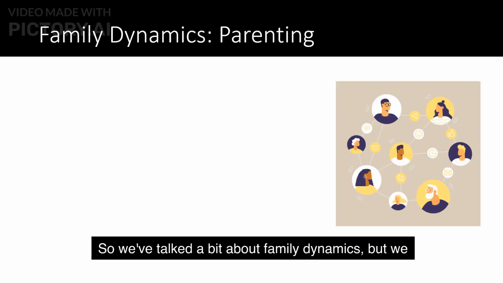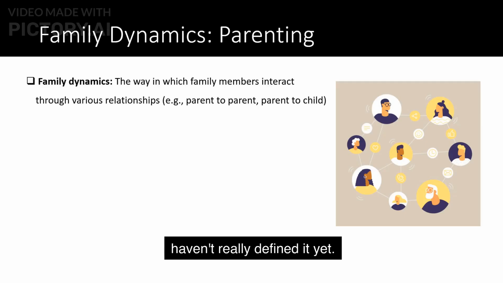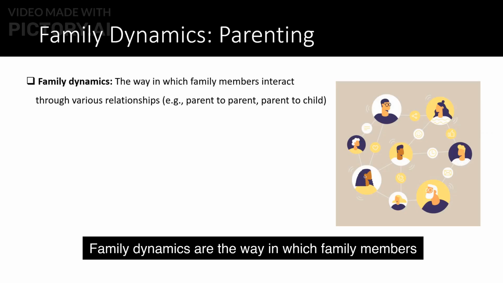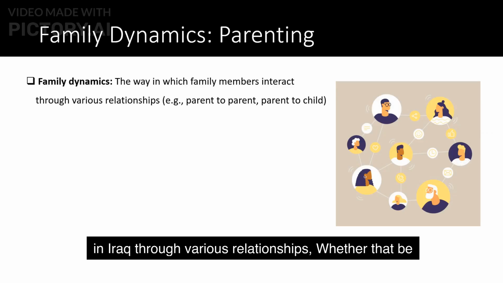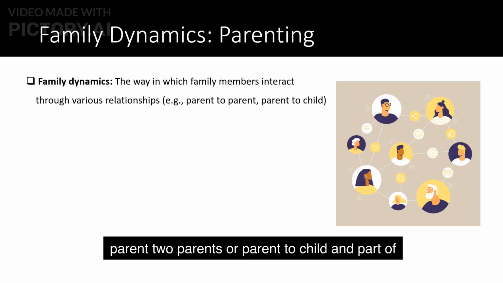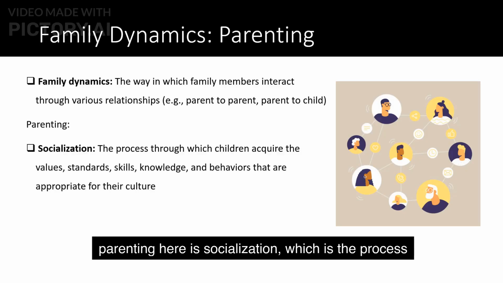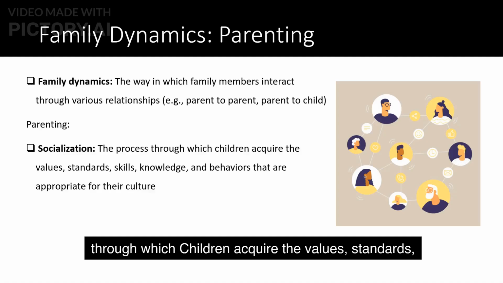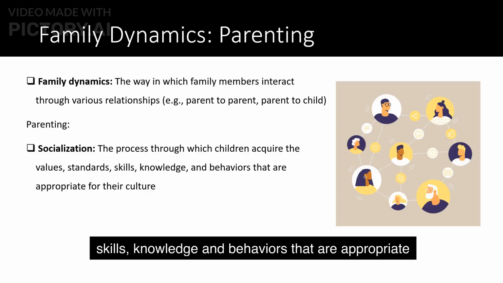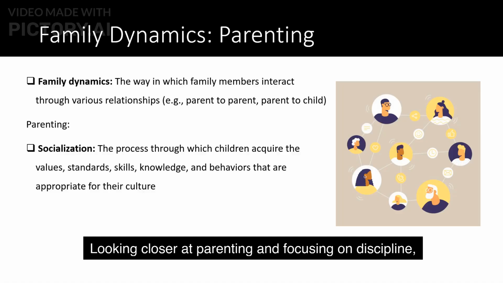So we've talked a bit about family dynamics, but we haven't really defined it yet. Family dynamics are the way in which family members interact through various relationships, whether that be parent to parents or parent to child. And part of parenting here is socialization, which is the process through which children acquire the values, standards, skills, knowledge, and behaviors that are appropriate for their culture.